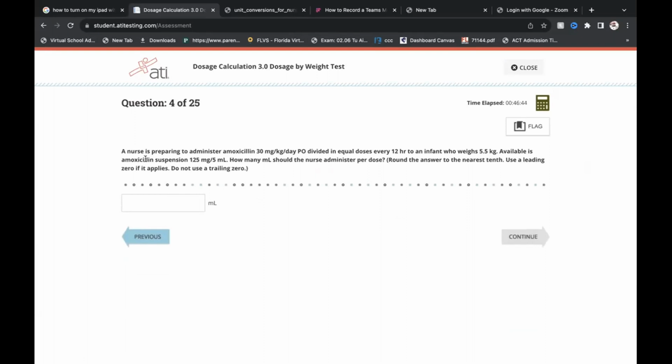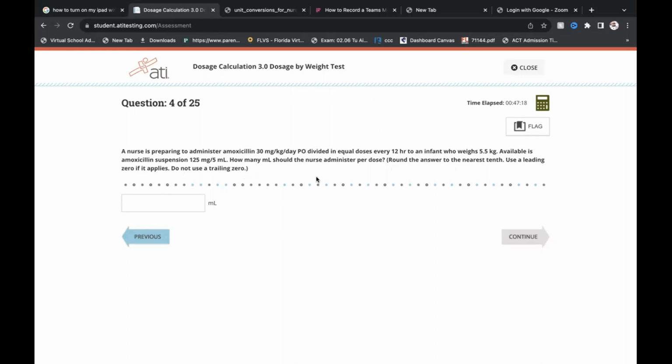All right. A nurse is preparing to administer amoxicillin 30 milligrams per kilogram per day, PO, divided in equal doses every 12 hours to an infant who weighs 5.5 kilograms. Available is amoxicillin suspension, 125 milligrams per 5 milliliters. How many milliliters should the nurse administer per dose? Round the answer to the nearest tenth. Use a leading zero if it applies.